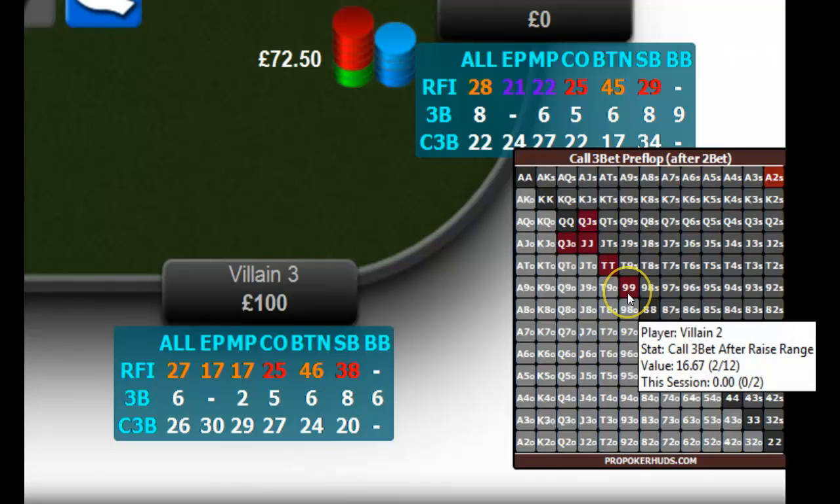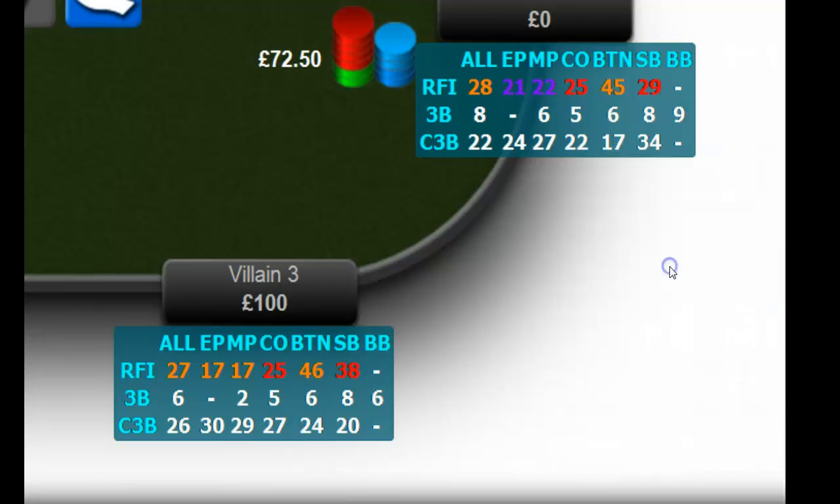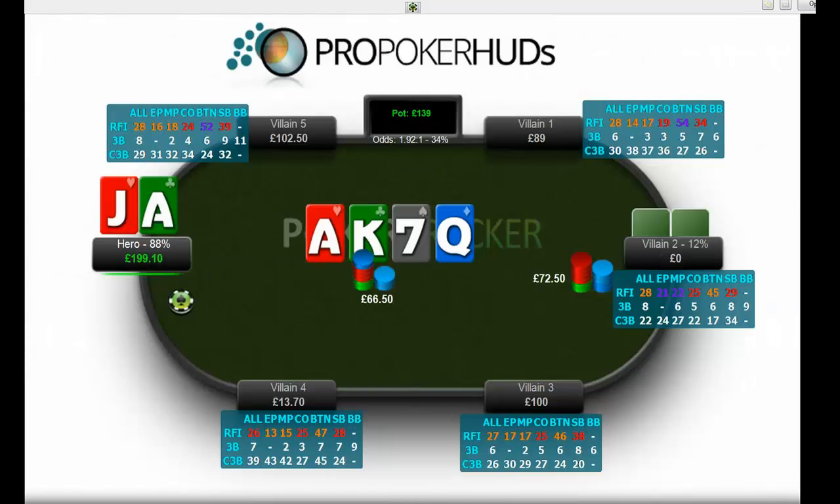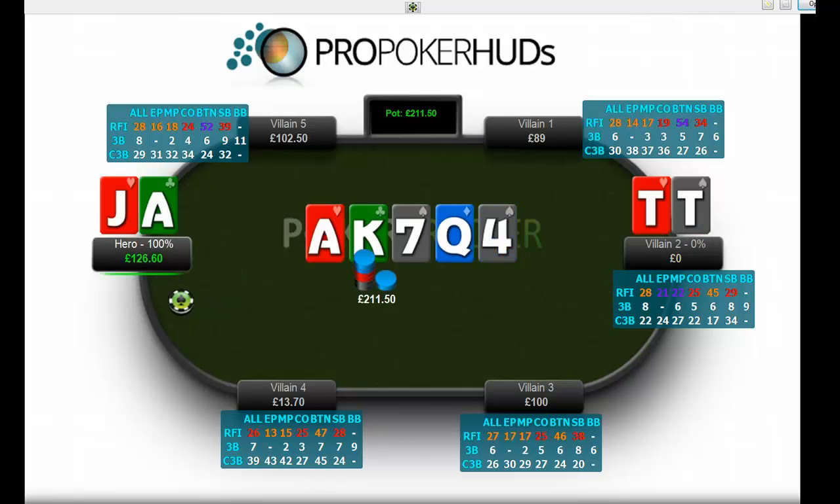And when we consult the heat map again, it becomes fairly obvious that villain isn't going to show down a hand much stronger than us often here. And so, with the odds he's getting here, 2-1 almost, hero chooses to make the call. 4 on the river, and villain 2 turns over tens. So he turns tens into a bluff on the flop.